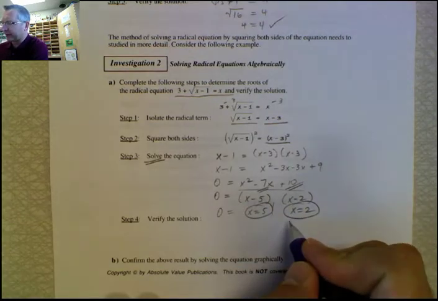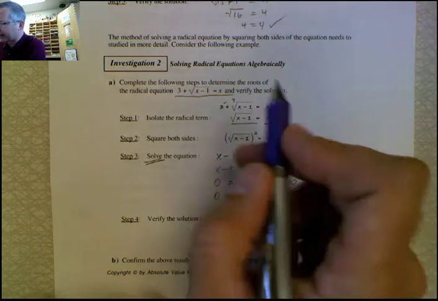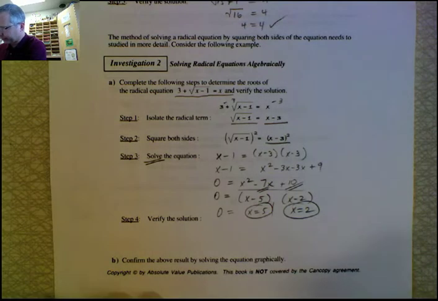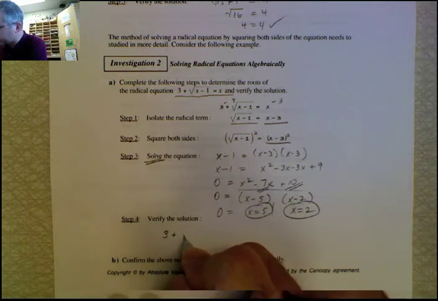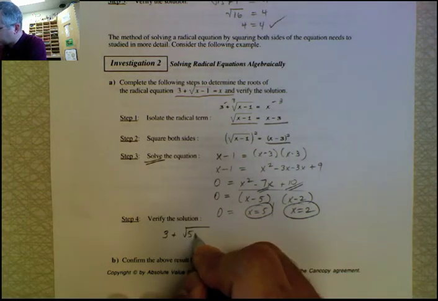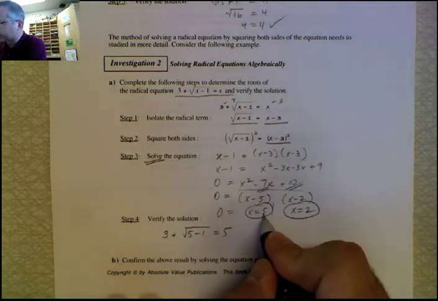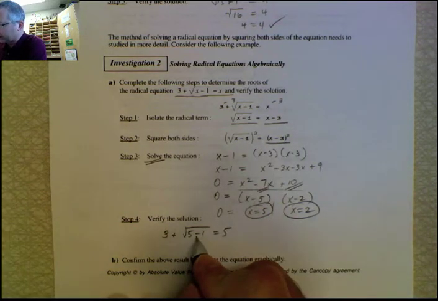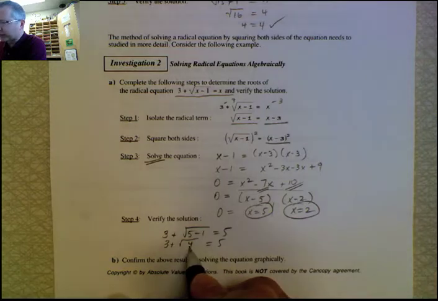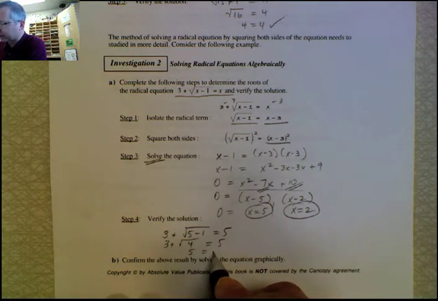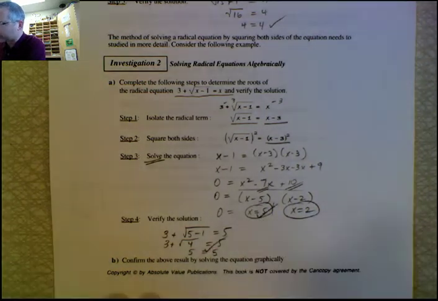But we need to verify these. We need to check them back in the original question. So I'm going to take 3 plus the square root of x minus 1 equals x, and x equals 5. Everywhere there's an x, I'm going to put in a 5. Well, 5 minus 1 is 4. So we get the square root of 4. Square root of 4 is 2, and 2 plus 3 is 5. So the first root checks out.